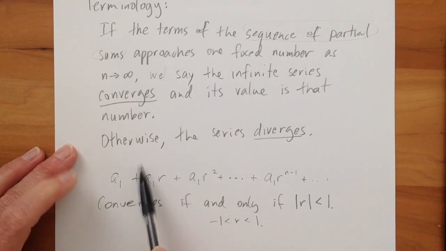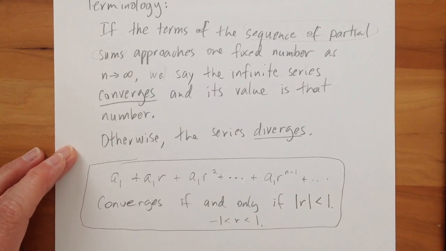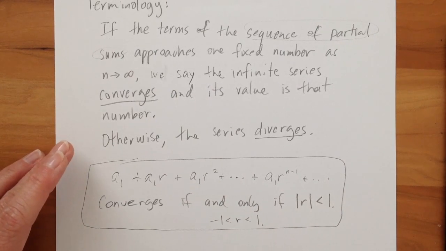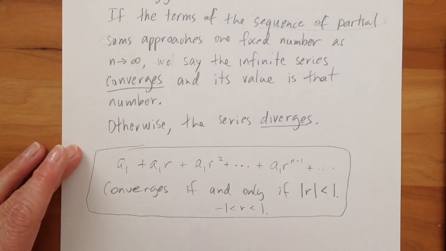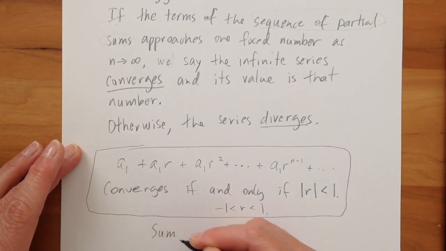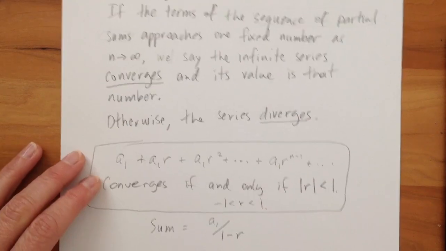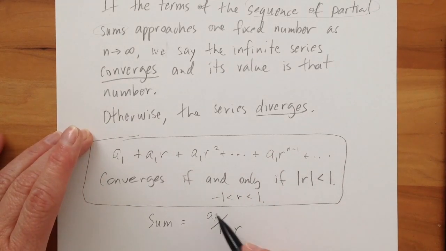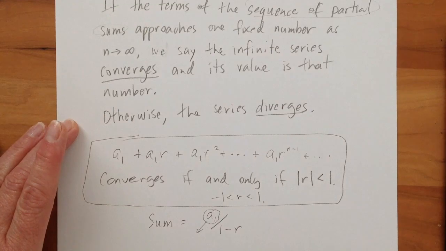Okay, big result there. And so then we also have a formula for what it does converge to. What would the sum equal? So the sum, when it does converge, will equal the first term divided by 1 minus the common ratio. Some people like to remember it as a sub 1. I just like to remember it as the first term.